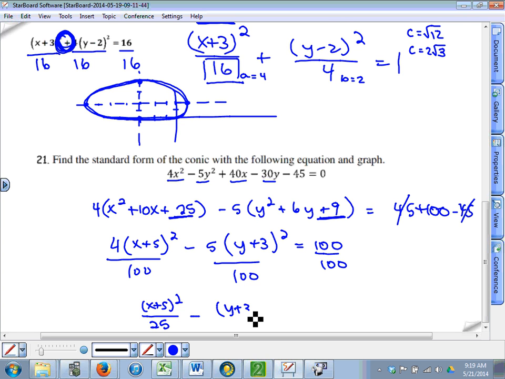What kind of conic is this? Keep going. It's a hyperbola, yeah? Is that all we were supposed to do? Oh, then it says graph. All right.